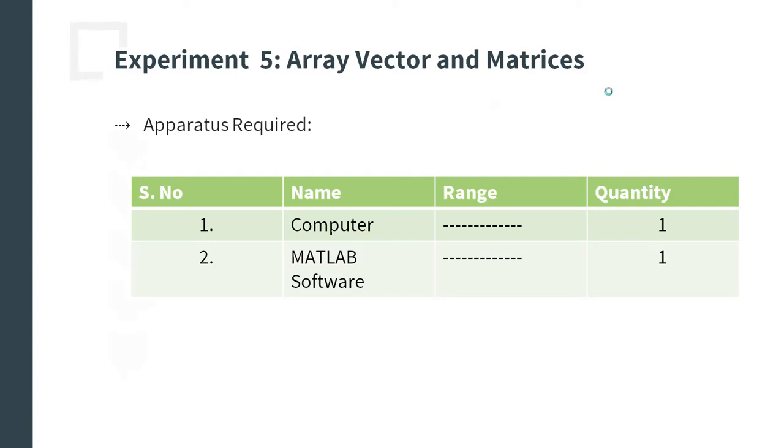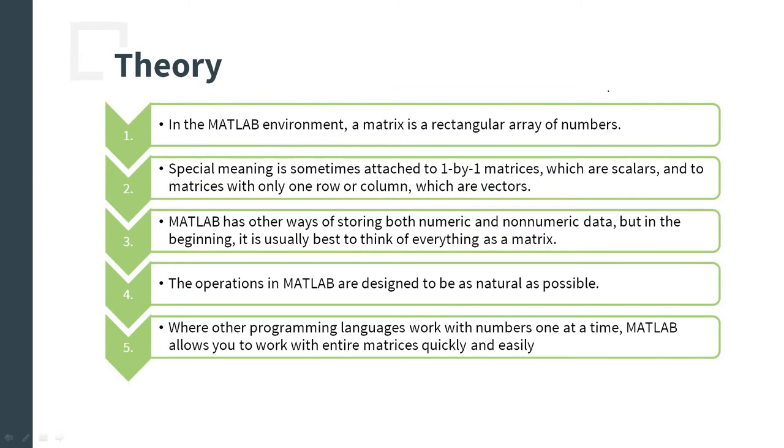A little bit of theory. In the MATLAB environment, a matrix is a rectangular array of numbers. Whenever we consider the MATLAB environment, we have matrices as arrays of numbers. Sometimes a special meaning is attached to 1 by 1 matrices, which are scalars, and to matrices with only one row or column, which are vectors. We'll discuss this while doing the experiment.